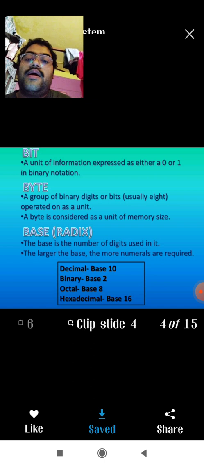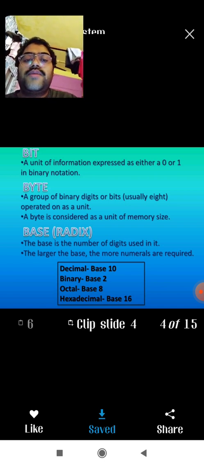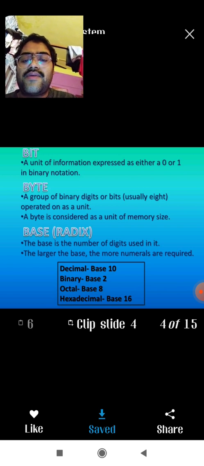Now, the definition of bit: a unit of information, either 0 or 1 in a binary notation. Byte: a group of binary digits is known as a byte. Base or radix: the number of digits that is used in the system.